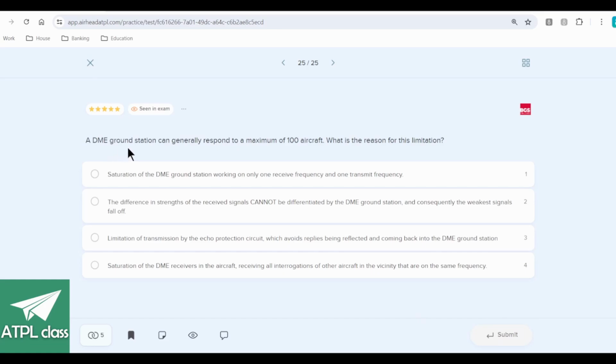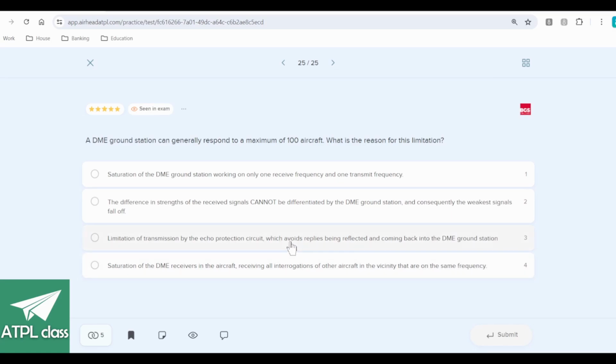Last question then. A DME ground station can generally respond to a maximum of 100 aircraft. What is the reason for this limitation? Saturation of the DME ground station working on only one receive frequency and one transmit frequency. Sounds reasonable. The difference in strength of the received signals cannot be differentiated by the DME ground station, and consequently the weakest signals fall off. Limitation of transmission by the echo protection circuit, which avoids replies being reflected and coming back into the DME ground station. Saturation of the DME receivers in the aircraft receiving all interrogations of all other aircraft in the vicinity that are on the same frequency.